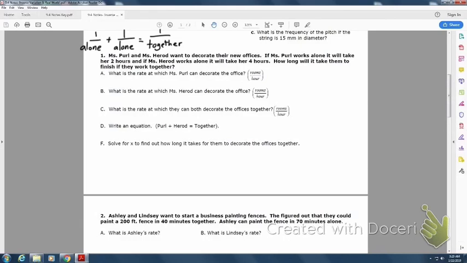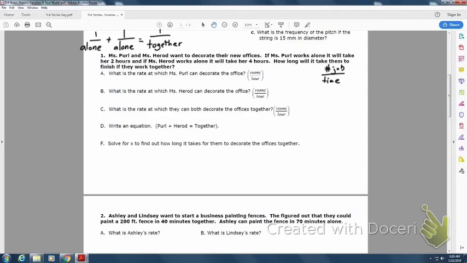Whenever on this specific problem it talks about decorating 2 offices and how you're going to each one of those fractions, you need to be thinking the number of jobs divided by the time it takes that person or those people to do that job. Now on this specific problem, it talks about decorating 2 offices. I want you to think of that as one job. So that's why it's 1 on the numerator.